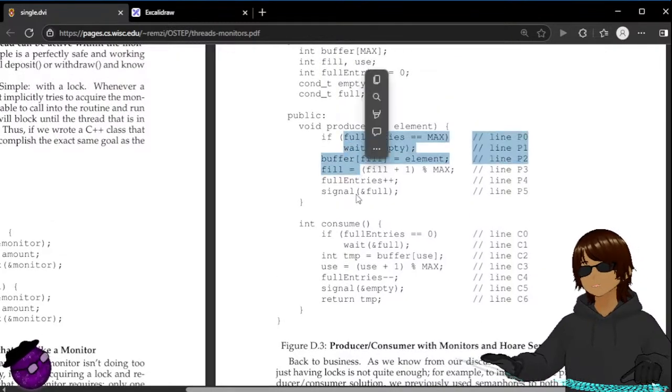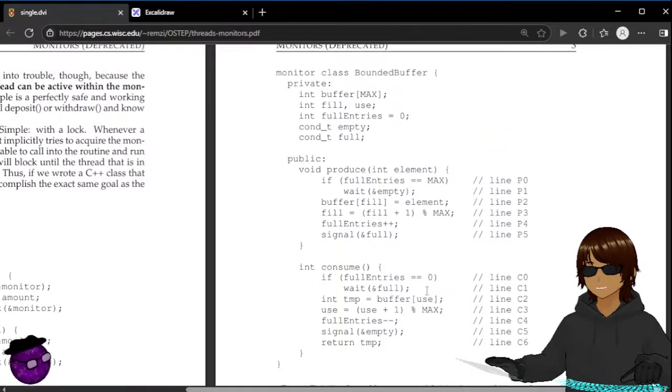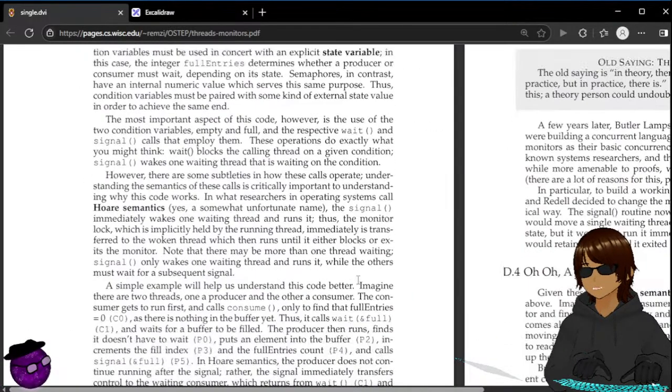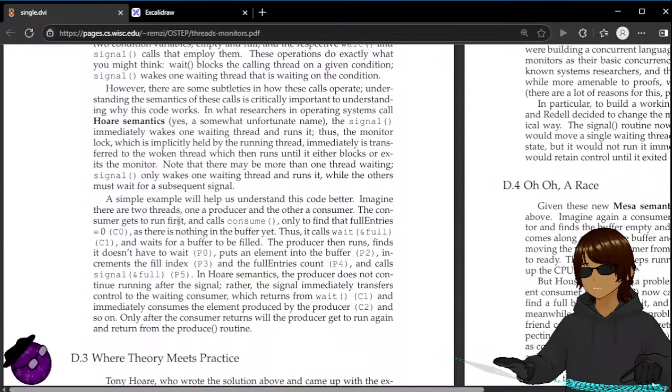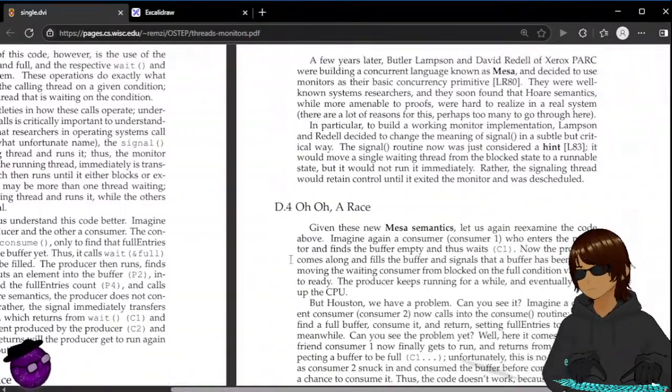If you want to consume something from the buffer, we check if full entries is 0. Then we wait for the buffer to be full. Okay, so the first time it goes to consume, the consumer gets to run first and calls consume only to find the full entries is 0, as there is nothing in the buffer yet. Thus it calls wait and waits for the buffer to be filled. The producer then runs and finds it doesn't have to wait. Okay, puts an element into the buffer.